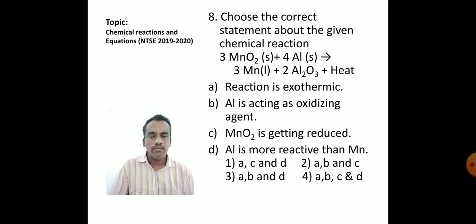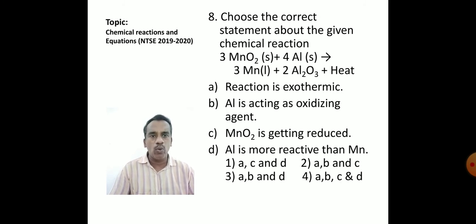agent. So what is a reducing agent? It is the one which makes another reactant lose the oxygen. Here aluminum is making the manganese dioxide lose the oxygen, hence it is a reducing agent but not an oxidizing agent. So we say the statement B is a false statement.